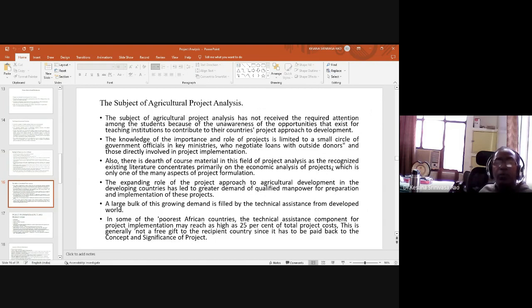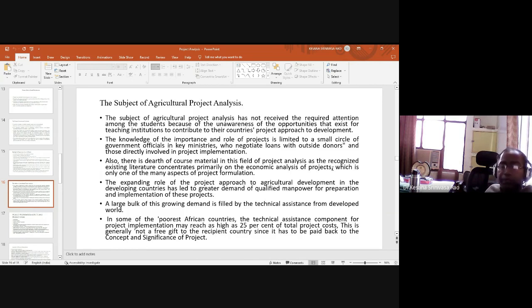The expanding role of the project approach to agriculture development in the developing countries has led to a greater demand for qualified manpower for preparation and implementation of these projects. How you are in a position to frame, and how you are going to plan your activities under that project, that also needs to be highly skilled. Then only qualified manpower can be deployed. A large bulk of this growing demand is filled by technical assistance from the developed world.